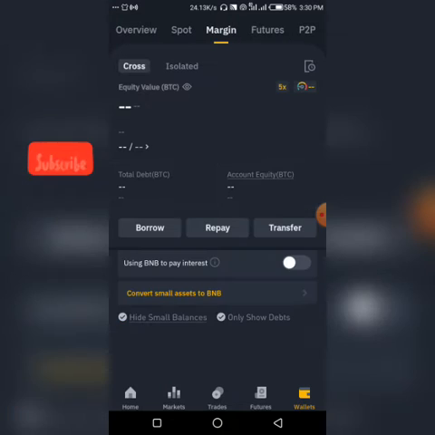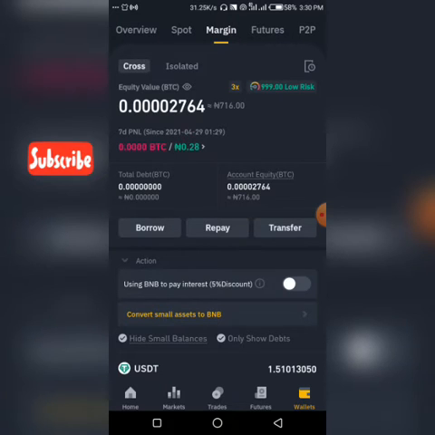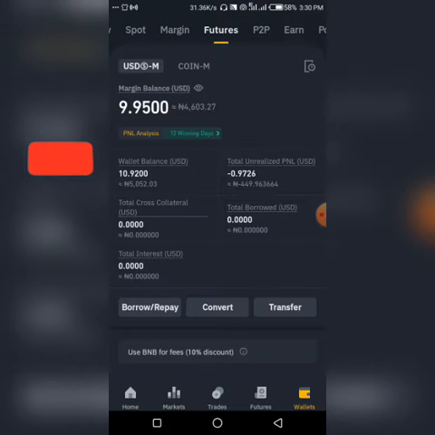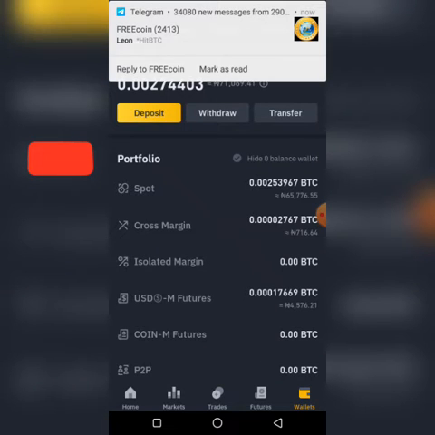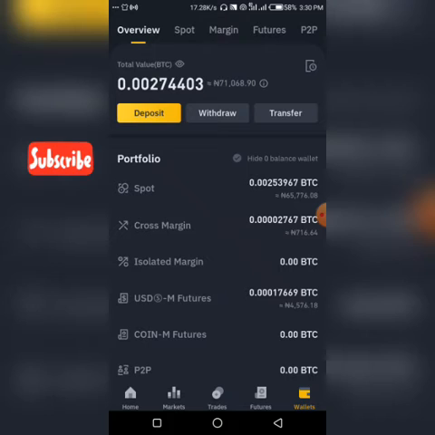If you click on margin, it will tell you if you have money in your margin wallet. If you click on futures, it will tell you if you have money in your futures wallet. But when you click on overview, it tells you how much money you have in total. I hope you understand.